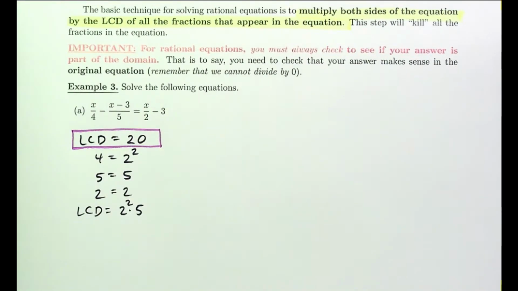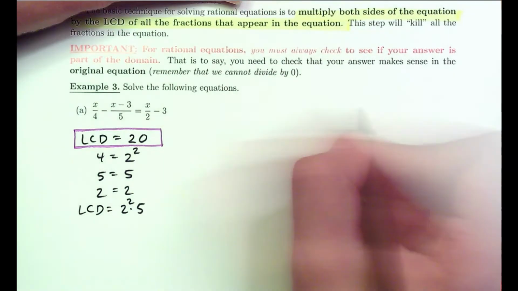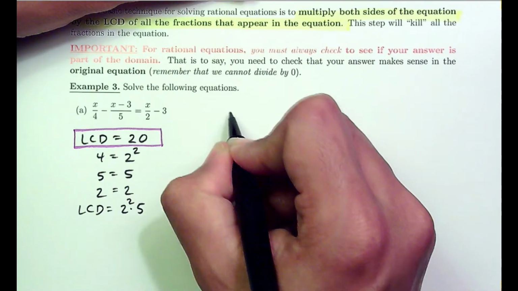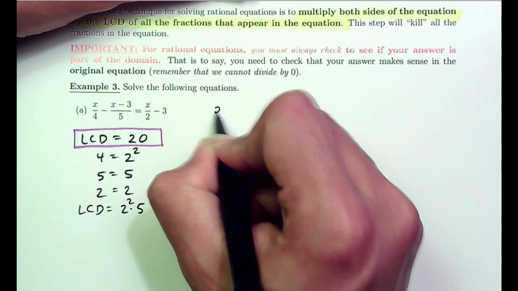Okay, so then we're going to multiply everything in that equation by 20. Everything gets multiplied by 20. So everything on both the left and the right. Multiply the whole equation by 20. So I'm going to write it like this.